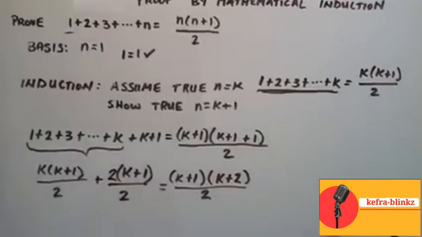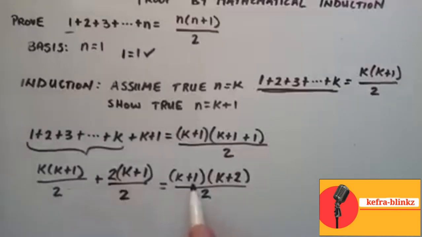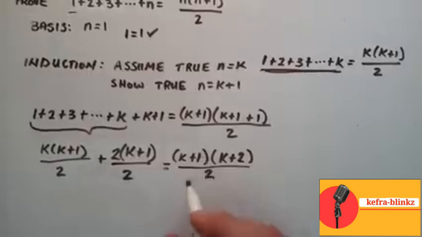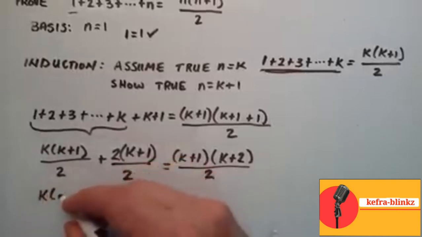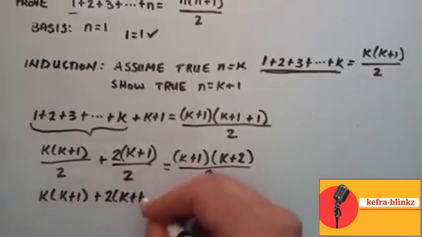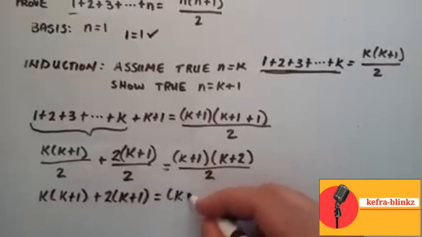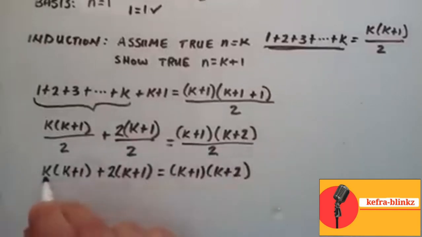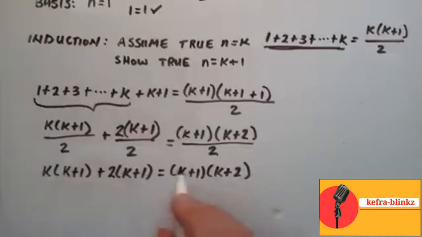So basically, if we can show that this statement is true now, then we've basically completed the mathematical induction proof. So if you notice, all of these are 2 now. We don't even really need to look at the denominators. They're all the same. So now if we can just show that the numerators are the same, then we've basically completed the proof. So let's just rewrite the numerators to make this a little bit more simple. K times k plus 1 plus 2 times k plus 1 is equal to k plus 1 times k plus 2.